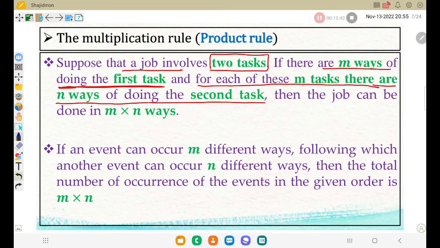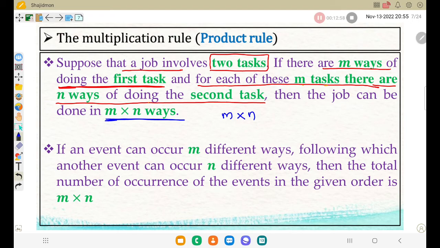Then in how many ways can the job be done? m multiply n ways you can go from the first place to the last place. Here we are using the multiply symbol, m multiply n. That is why we call this rule the multiplication rule, or product rule.